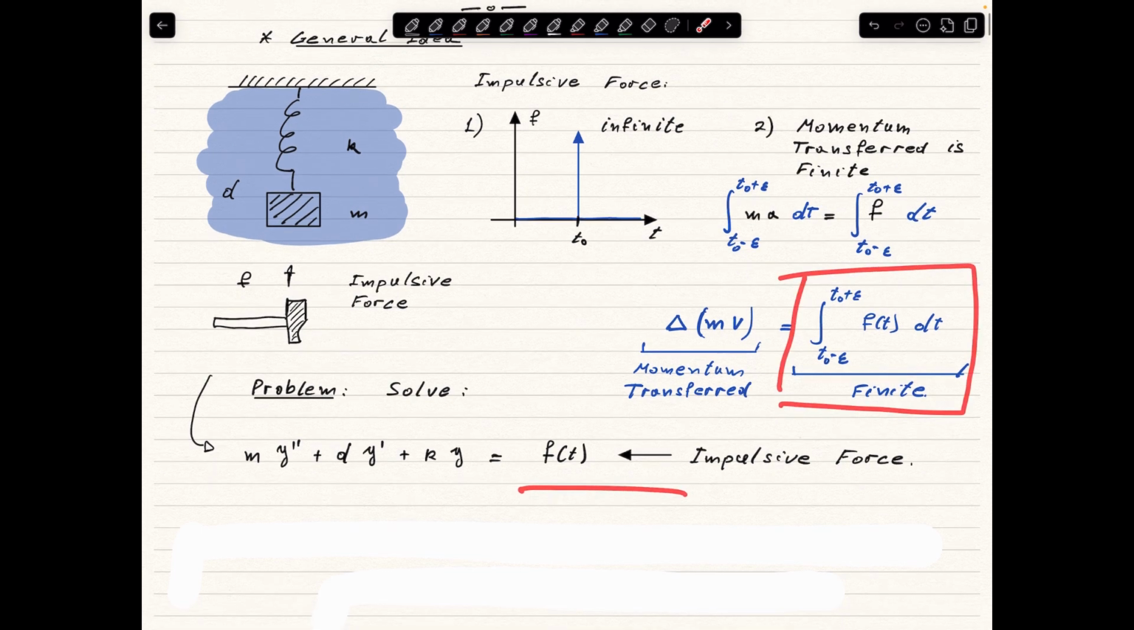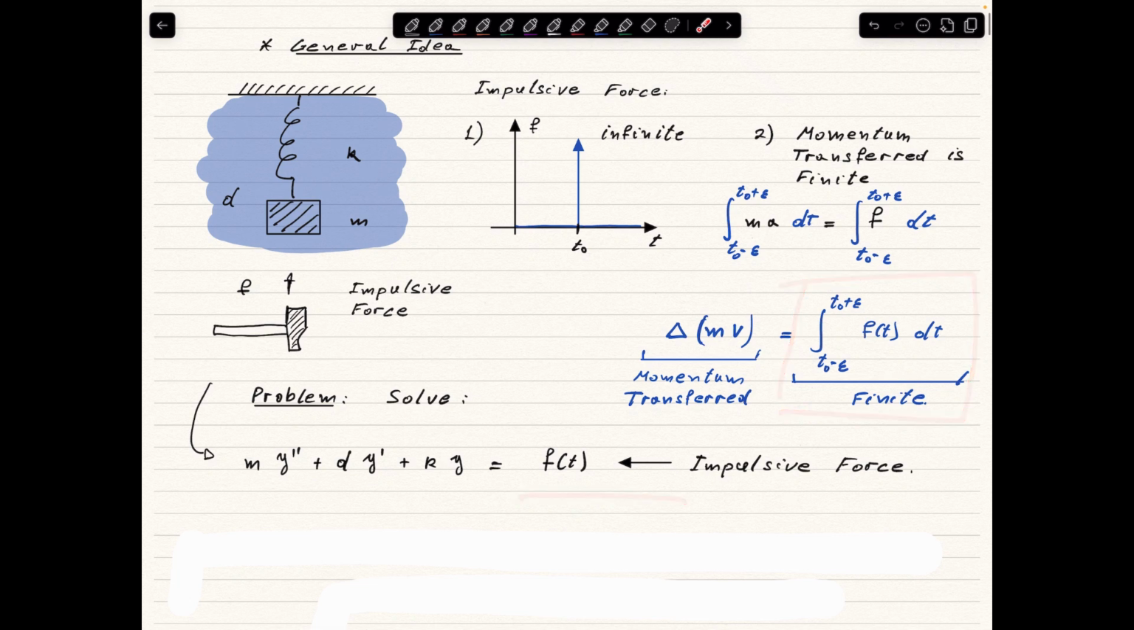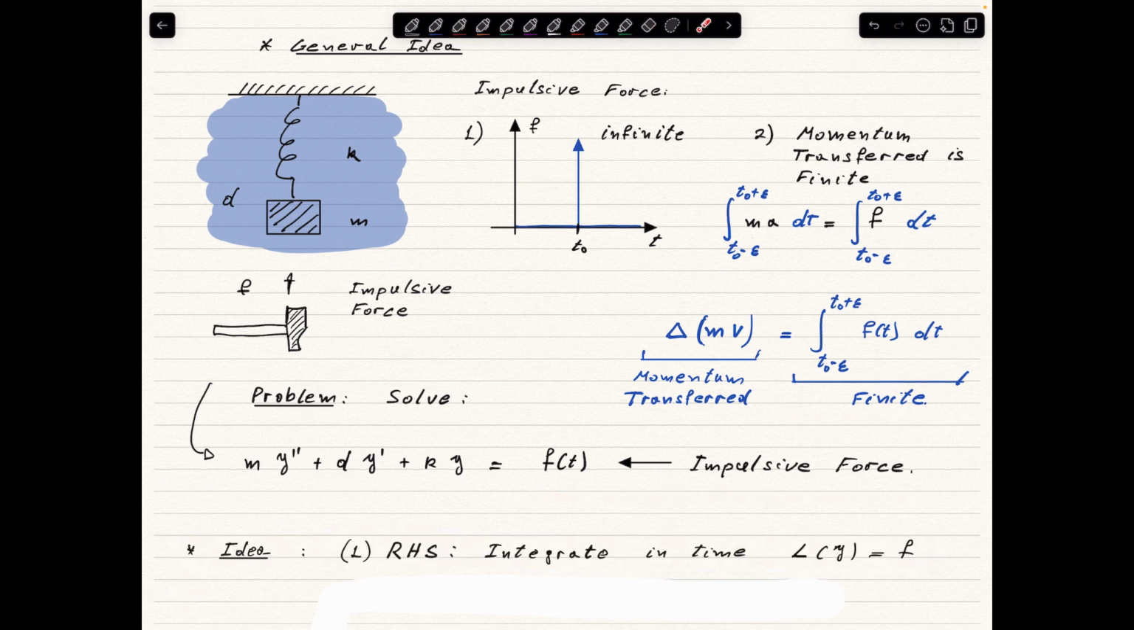So the main idea then, the origin of the Laplace transform method, is to explain this type of situations by integrating the equation in time. So that is the main idea. The main idea is to deal with the right hand side of the equation, which is an impulsive force, by integrating in time the whole equation.